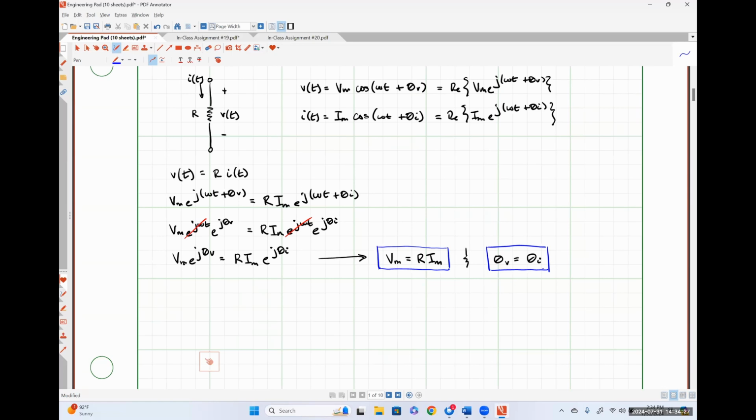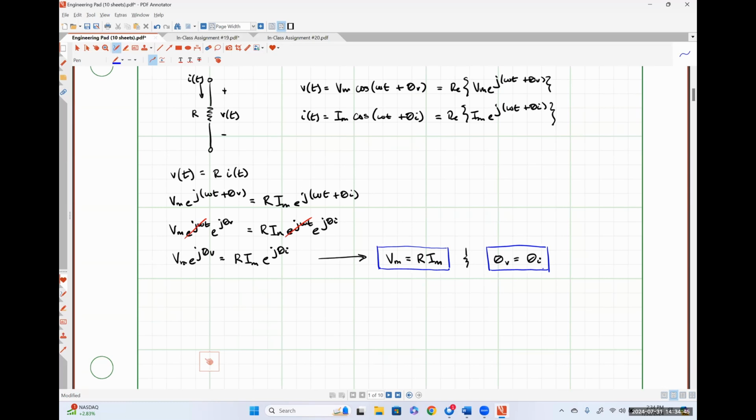So if we don't apply a sinusoidal voltage across it, we're not going to see a sinusoidal current flowing through it, and vice versa. If we don't have a sinusoidal current flowing through it, then we won't see a sinusoidal voltage drop across it. But those two things are 100% in phase.